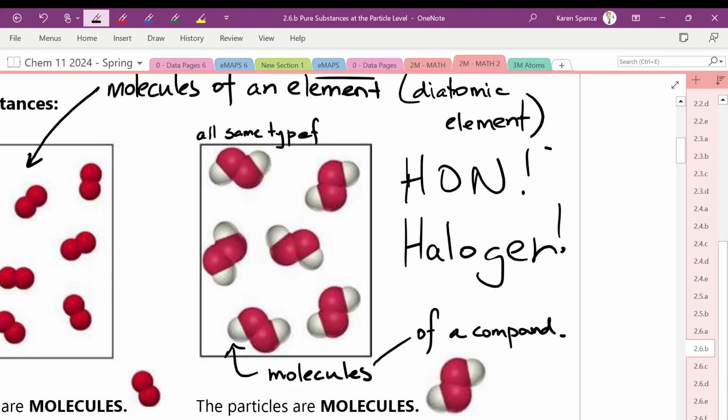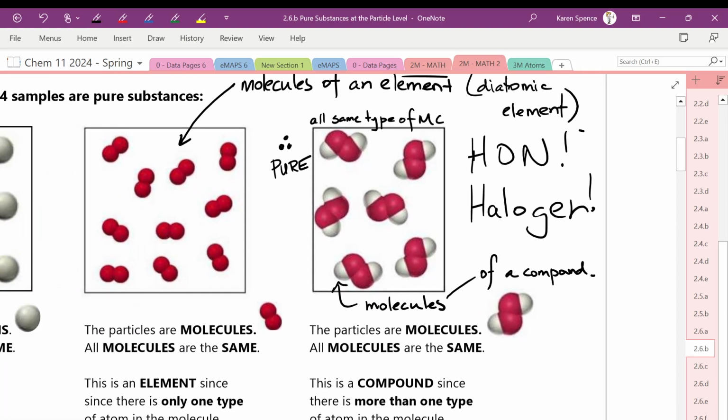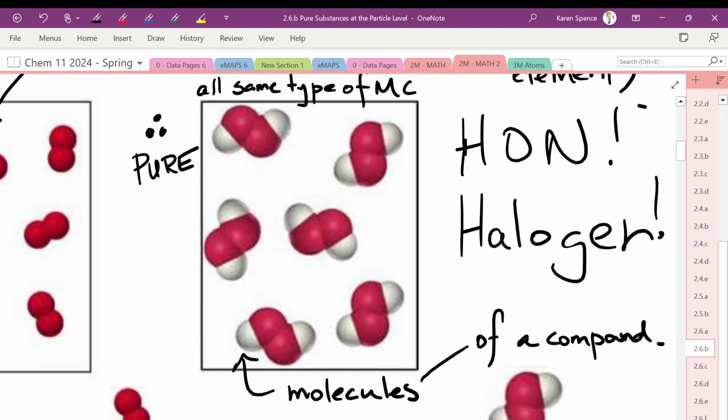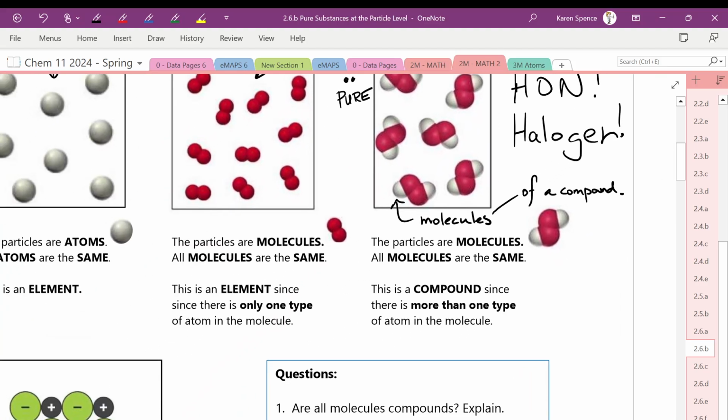Type of molecule. Therefore, if they're all the same, it's going to be pure. What is with this pen today? Well, every day, quite frankly, but that was more exciting than usual. Okay, so therefore it is pure. Excellent. And this is molecules of a compound because we have 2 or more different elements.